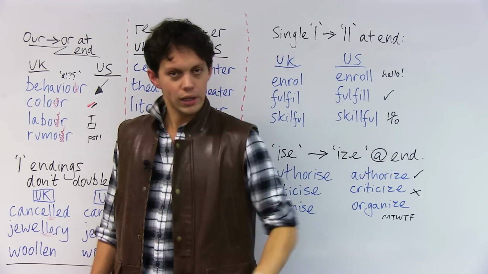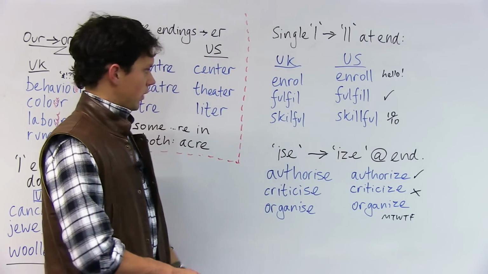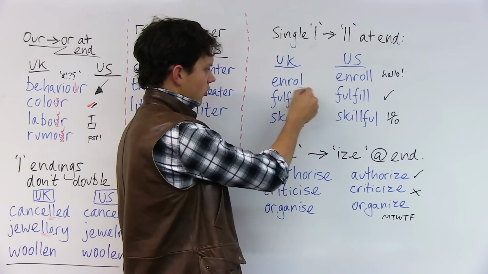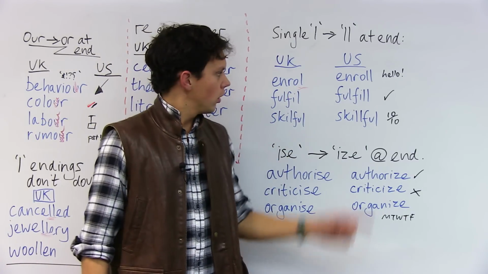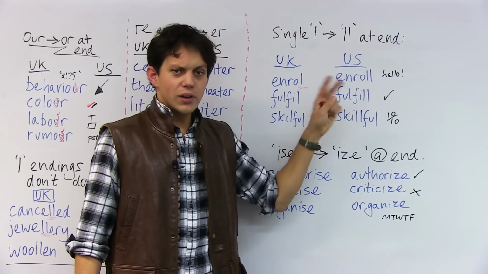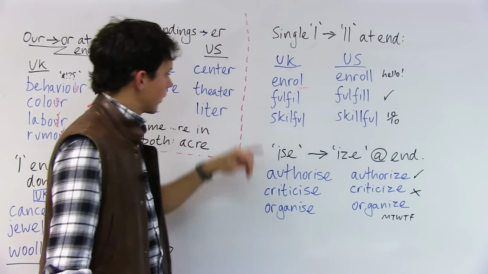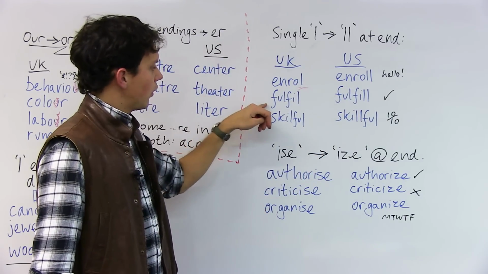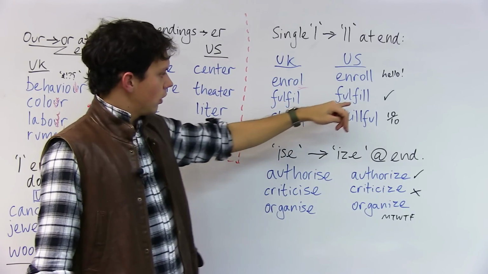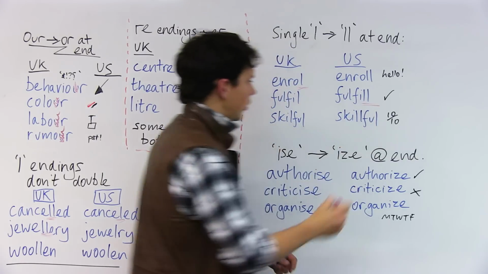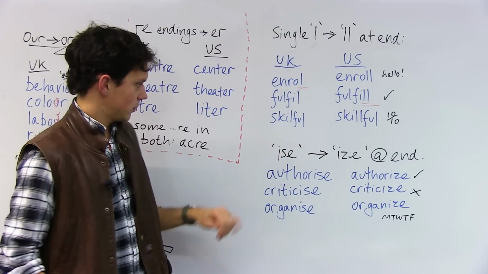I enrol at university. If you're going to come to Oxford or Cambridge, make sure it's a one-L enrolment for you. If you're going to Harvard, you're looking at two L's. If you fulfil the criteria, one L there, but the Yankee Doodles like to put two L's.